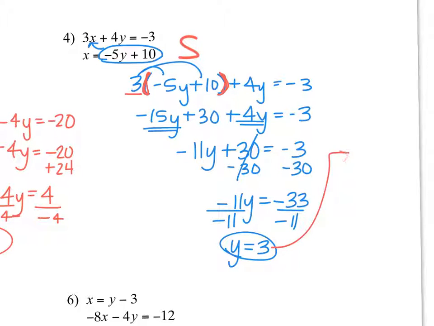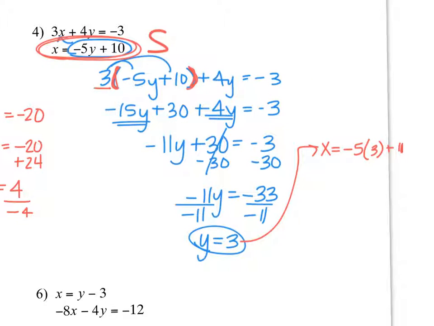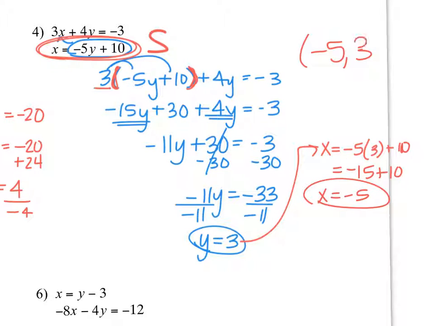Use an original equation to plug back in. The easiest thing to do is use where you've circled here. This says x equals negative 5y, so times 3, plus 10. That's a 10 over there. All right, so that's negative 15 plus 10. X is negative 5. So my ordered pair here is going to be negative 5, comma 3.